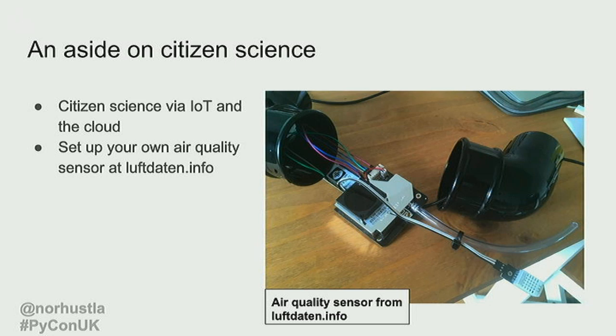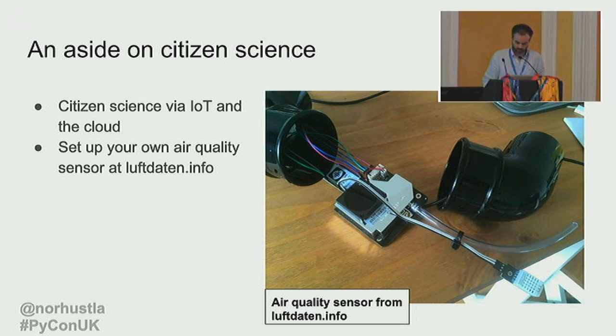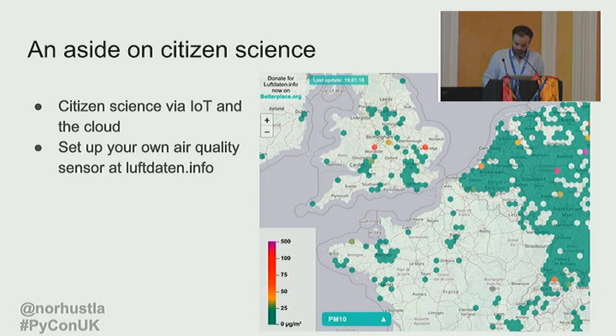And as an aside, if you want to build your own air quality sensor and have the data sent to be part of this air pollution map, then you should check out luftdaten.info. It's a German website. As you can see, it's mainly focused over in the continent. But we're starting to build up a few sensor points in the UK. There's not too many in Wales yet, so I recommend you give that a go.